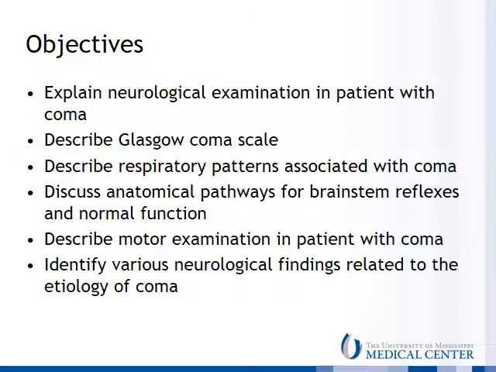This module has 6 objectives. After finishing this module, you should be able to explain neurological examination in patient with coma, describe Glasgow Coma Scale, describe respiratory patterns associated with coma, discuss anatomical pathways for brainstem reflexes and normal function, describe motor examination in patient with coma, and identify various neurological findings related to etiology of coma.